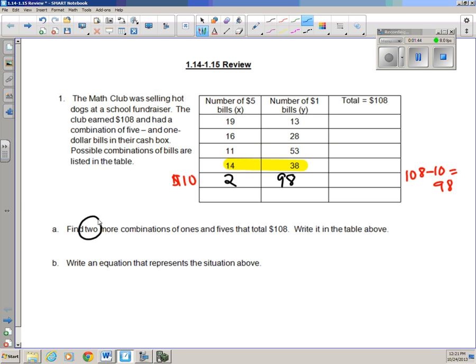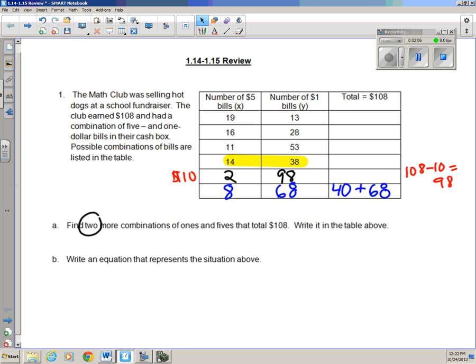Here's another one. Let's say I've got 8 $5 bills. That's $40. Well, the only way to get to $108 is to add 68 more dollars. So that means there must have been 68 ones. Okay, those are just two random values. You could choose anything you want.